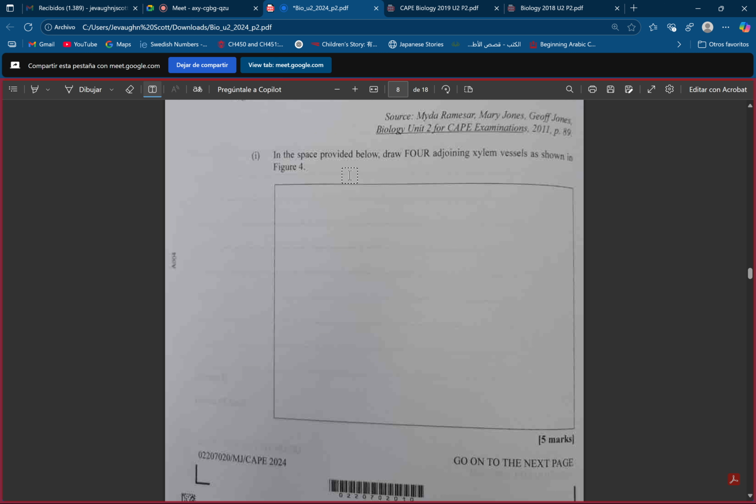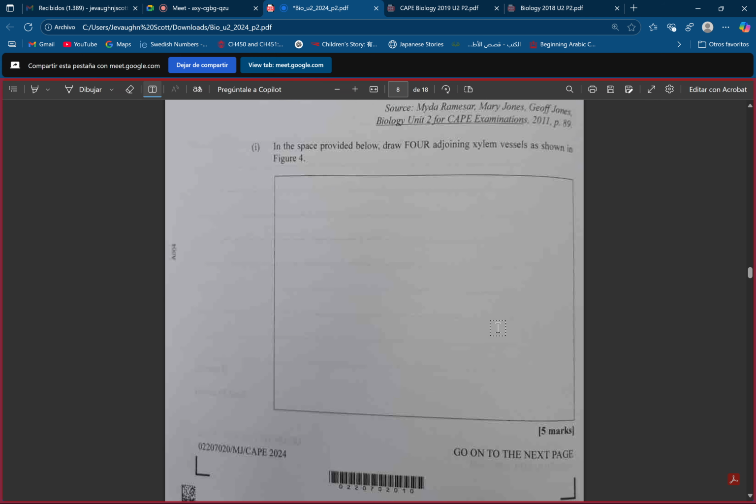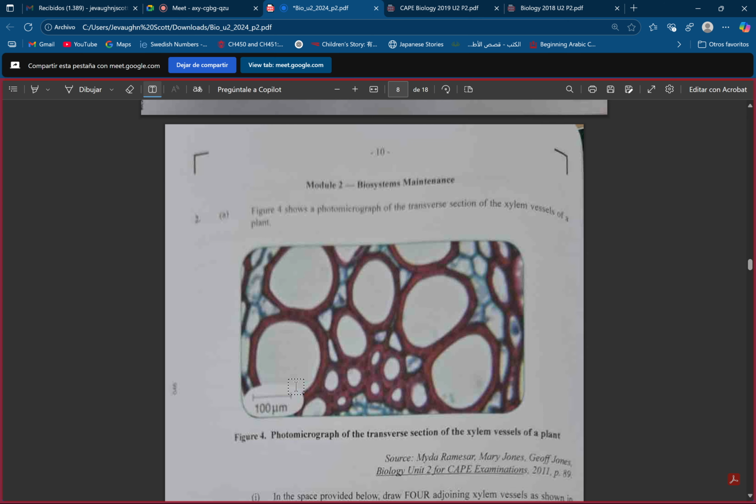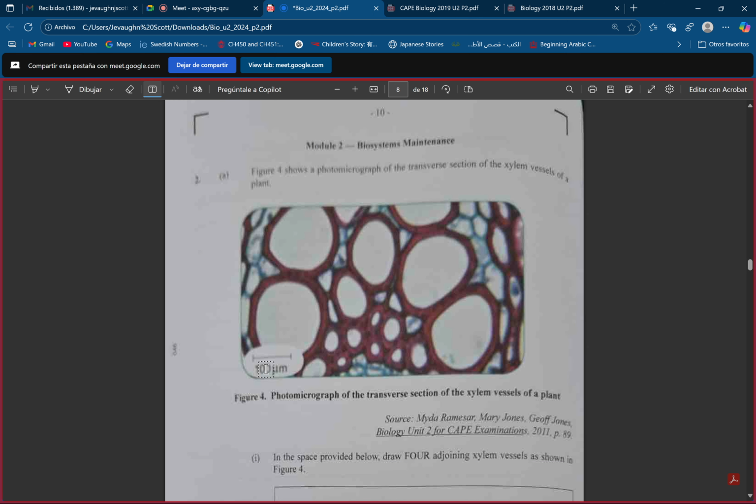But yeah, you have to make sure that you have a perfect biological drawing here. And remember your magnification because your picture does provide it. So remember to look for that, right? Use your ruler, find your scale, and use that.